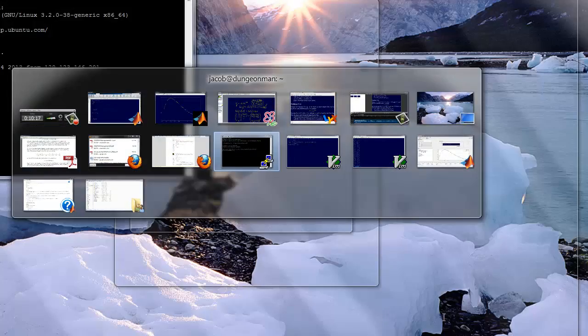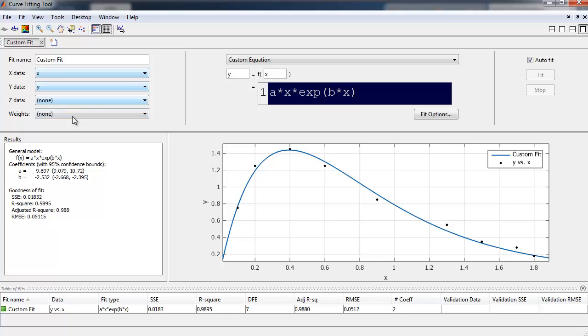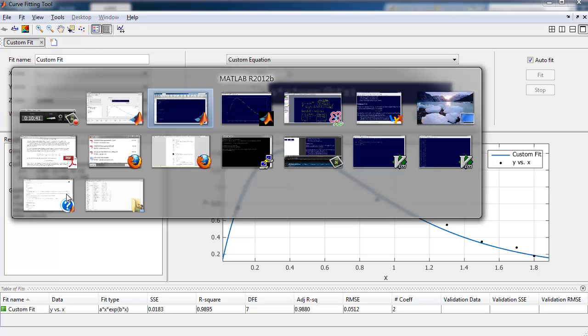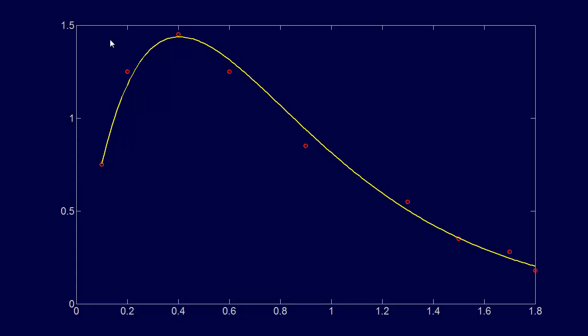If we go over and look at what we had here with the curve fitting tool, this is pretty much the same: 9.897 and minus 2.532. We were solving an ill-conditioned system anyway, so MATLAB probably has a little bit smarter way of doing it. Maybe that's why they're different, but they're not that different. So it looks like we did this one pretty well, and it worked out okay.